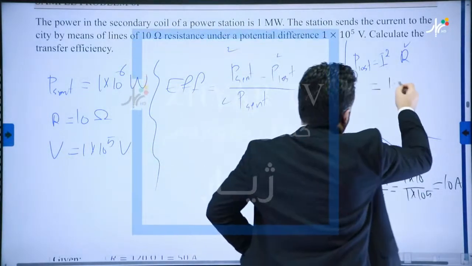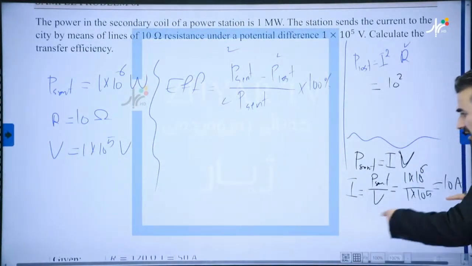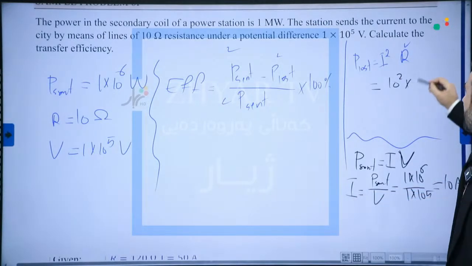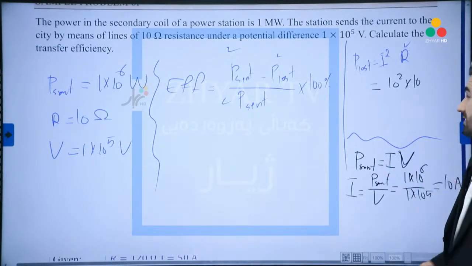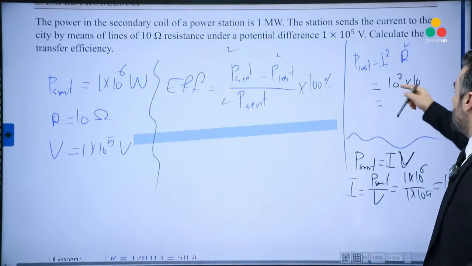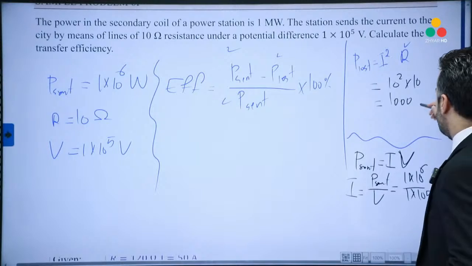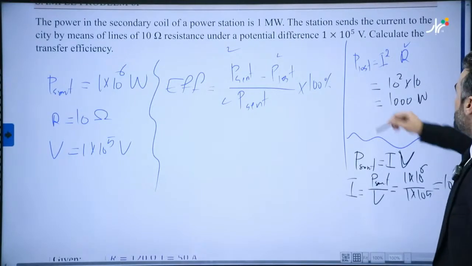So now we have 10 squared, since this is the current, multiplied by the resistance. In this case, of course, 100 times 10 is going to be 1,000. 1,000 what? That is obviously watts. This is the power loss.